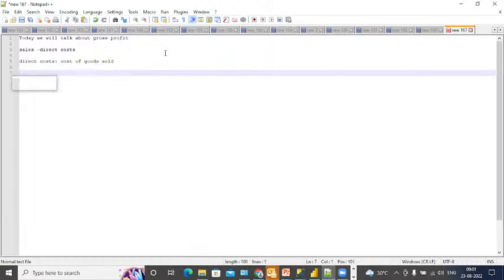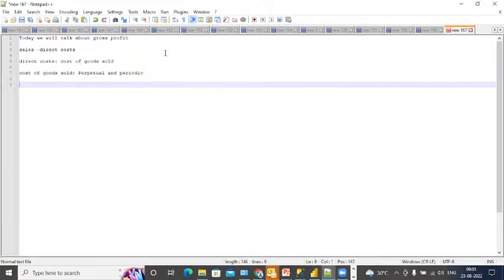Now, sir, the cost of goods sold can be calculated in two ways. One is perpetual, and the second one is periodic. Periodic is what we basically see in Tally.